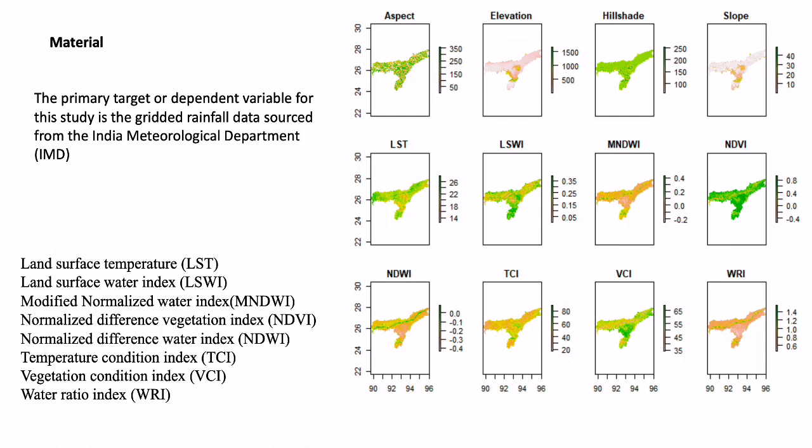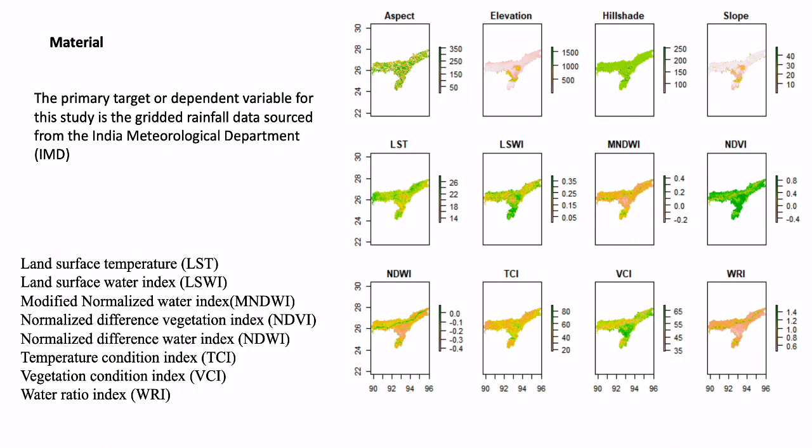Here are the features used for the machine learning model to predict the rainfall. The primary target or dependent variable for the study is gridded rainfall data sourced from the Indian Meteorology Department, IMD. The features used here are LST, LSWI, MNDWI, NDVI, NDWI, TCI, VCI, and WRI. The LST is land surface temperature, that is the radiative skin temperature of the land derived from infrared radiation.